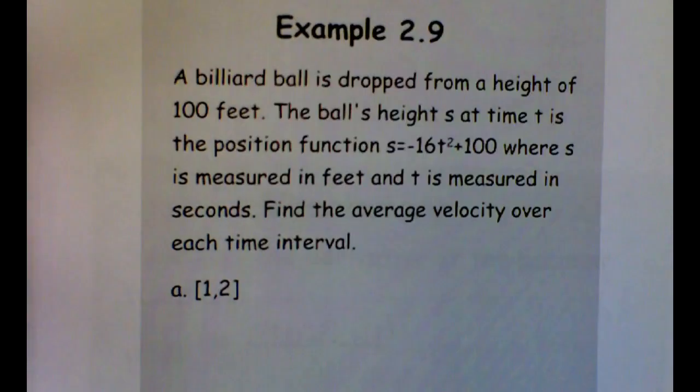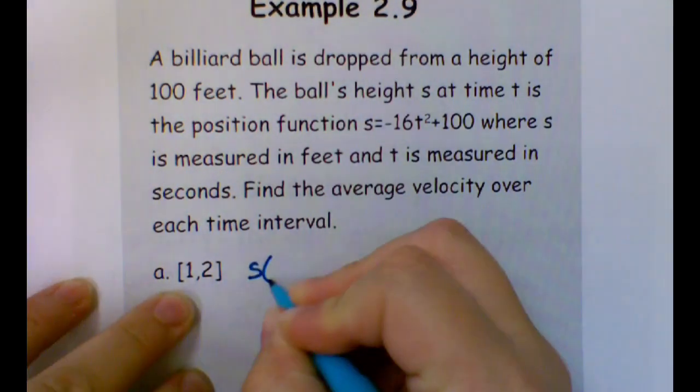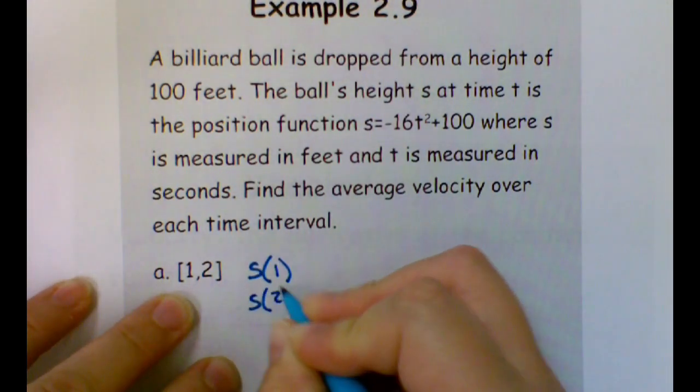So let's talk about this billiard ball. A billiard ball is dropped from a height of 100 feet. The ball's height, s, at time t is the position function s equals negative 16t squared plus 100, where s is measured in feet and t is measured in seconds. Find the average velocity over each time interval. For average velocity, remember we find s of 1 and s of 2.